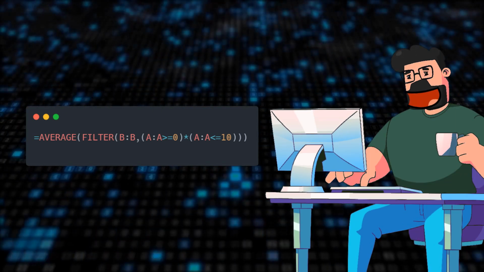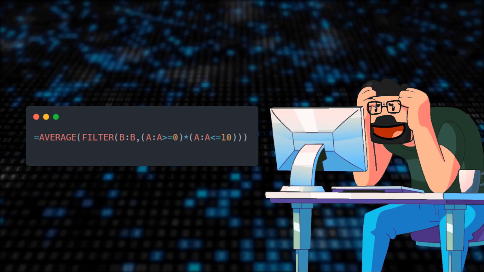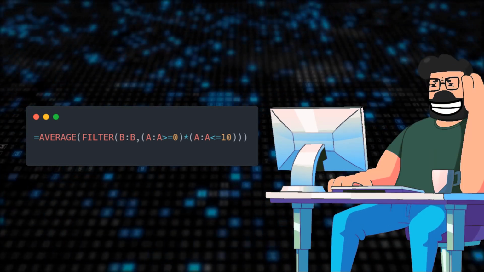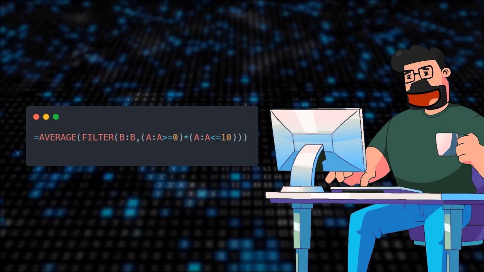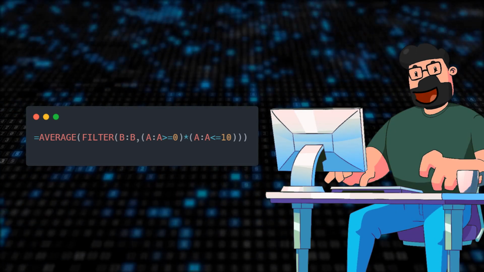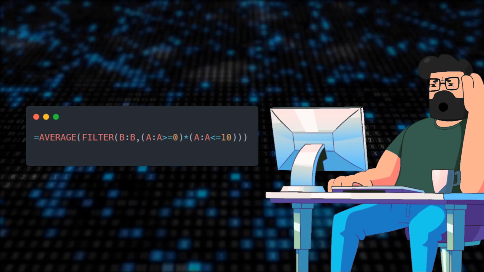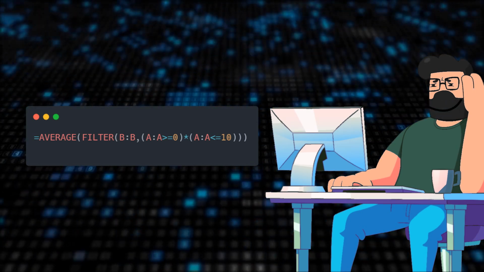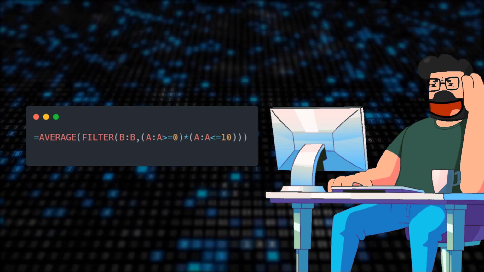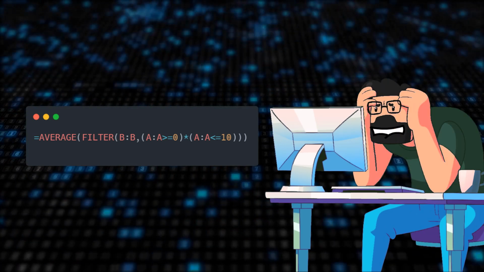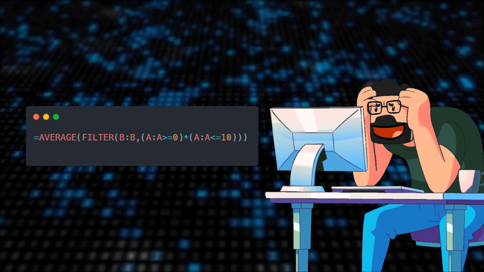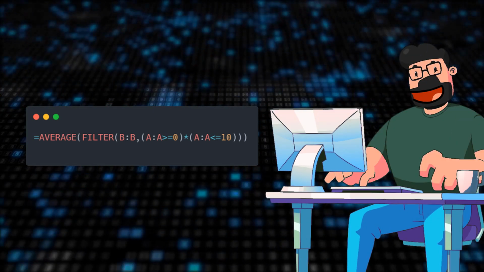Moving on to an alternative approach, we can also utilize the FILTER function for the same task. With the formula equals AVERAGE(FILTER(A equals 0 * A equals 10)), we can achieve the desired result with a different method. Here, the FILTER function is employed to extract the percentages from column B based on the condition that the corresponding values in column A are within the range of 0 to 10. The AVERAGE function then calculates the average of these filtered percentage values. Two different techniques, same outcome.